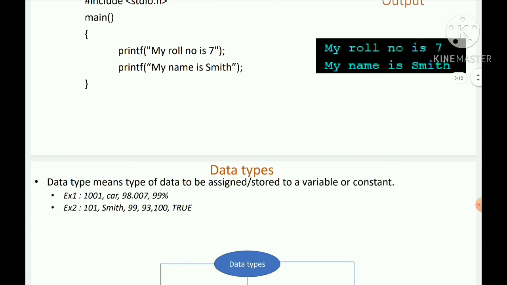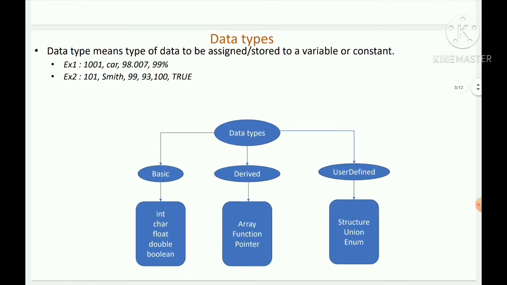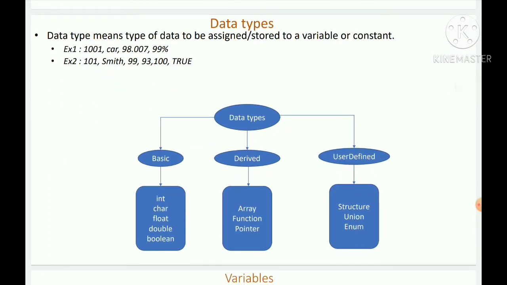What is a data type? In the example below, I have a couple of items like 1001. 1001 is what? It is a number. The next value is car. What is a car? Car is a collection of alphabets, right? Okay. And the next value is 98.007, so it is a decimal point value, okay? And 99 percentage is the percentage value.